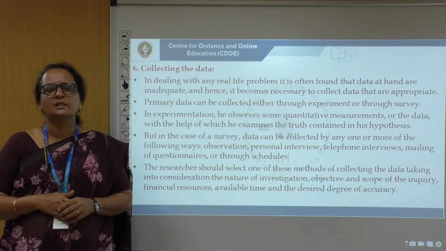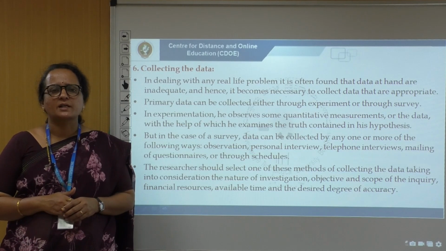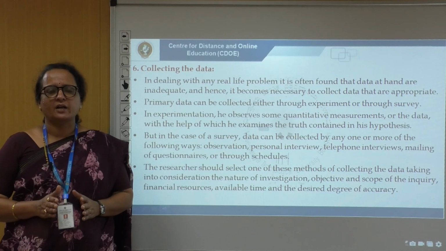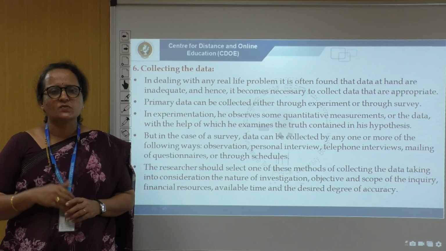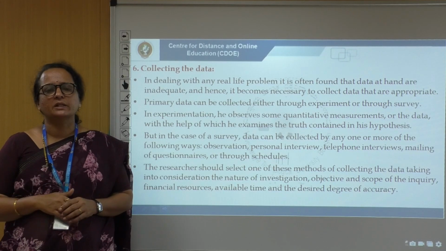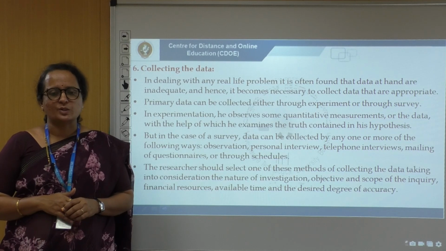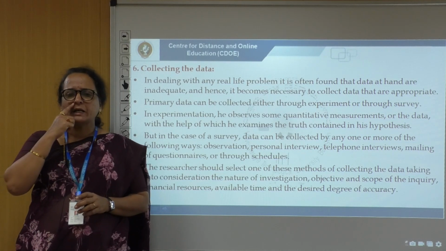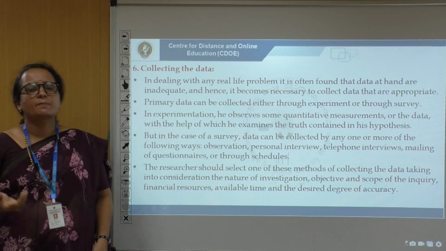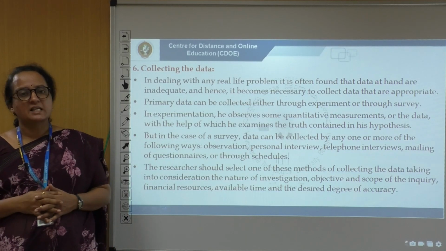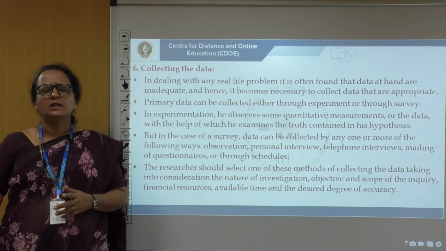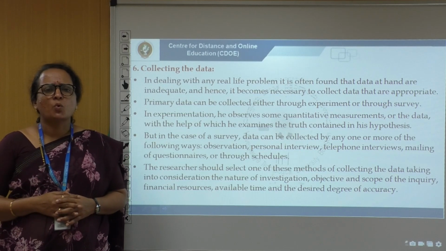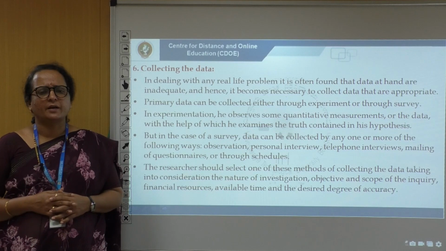I hope you are clear on what is primary data and what is secondary data. Secondary data is existing, available, ready-made data, whereas primary data is fresh data gathered from the marketplace by the researcher. Primary data can be collected through experimentation, through the survey method, or through observation. These are the three different modes of collecting primary data.